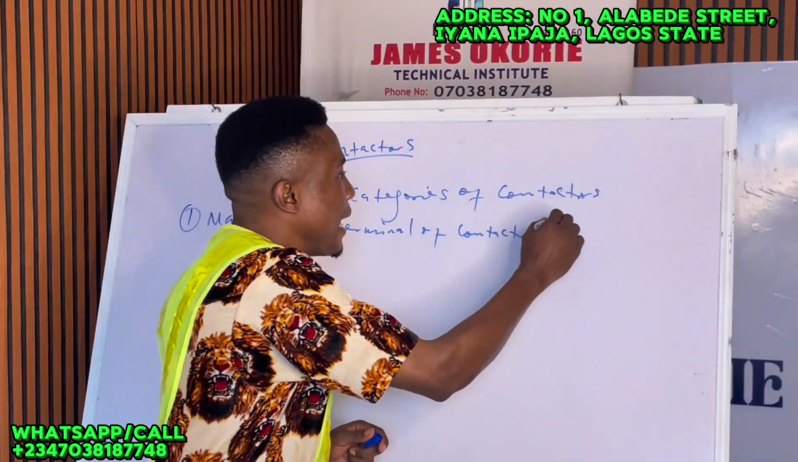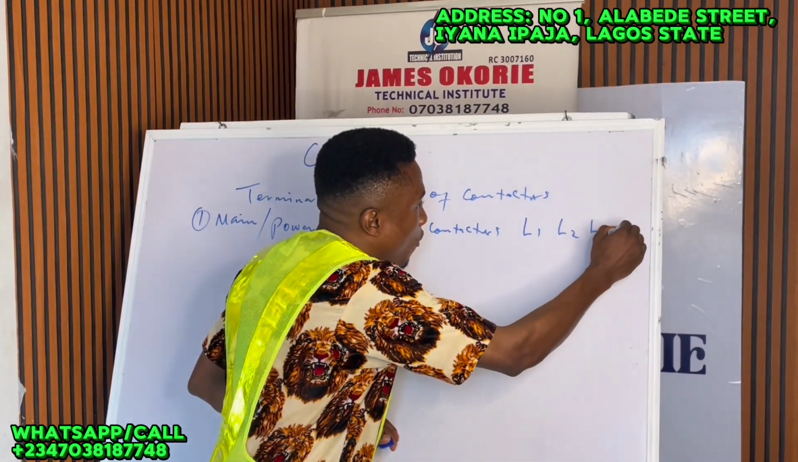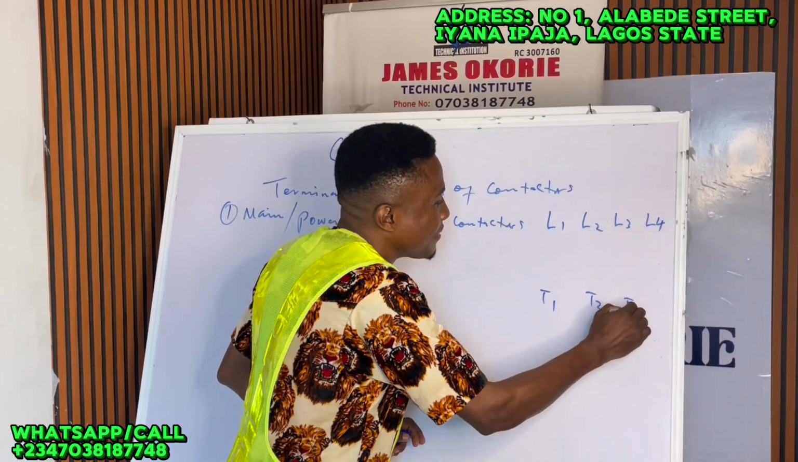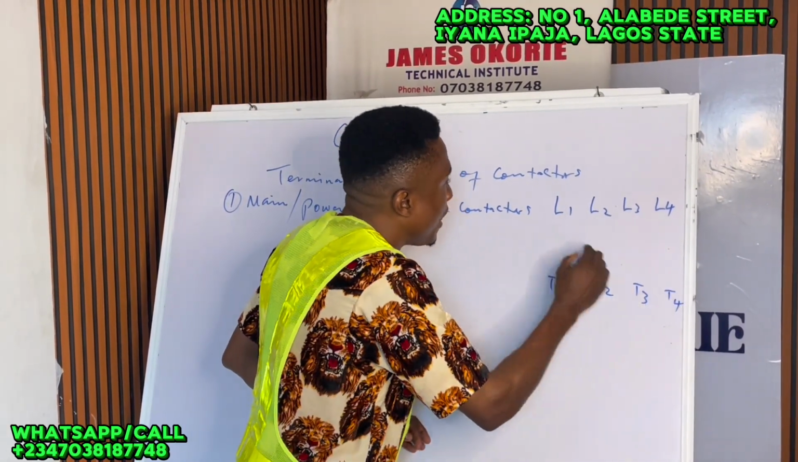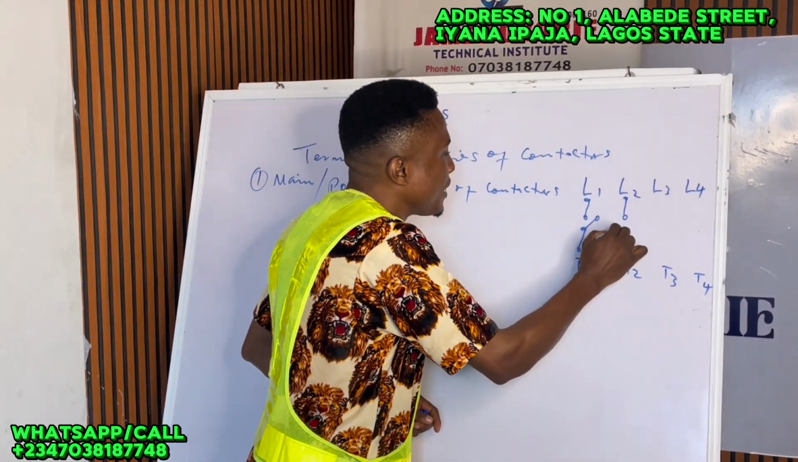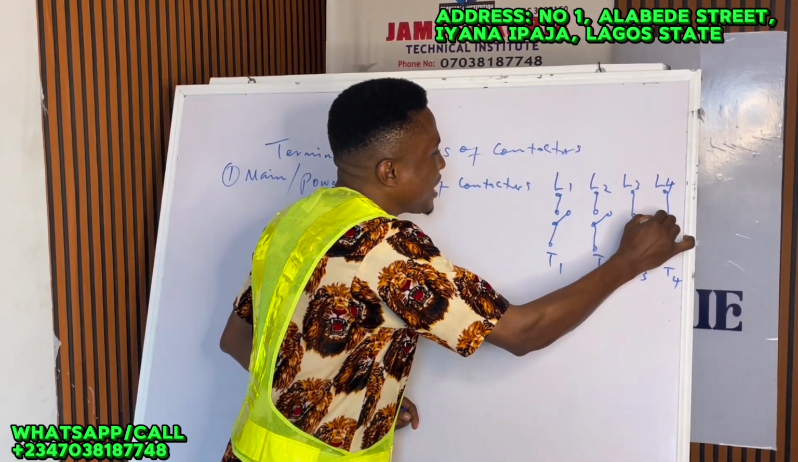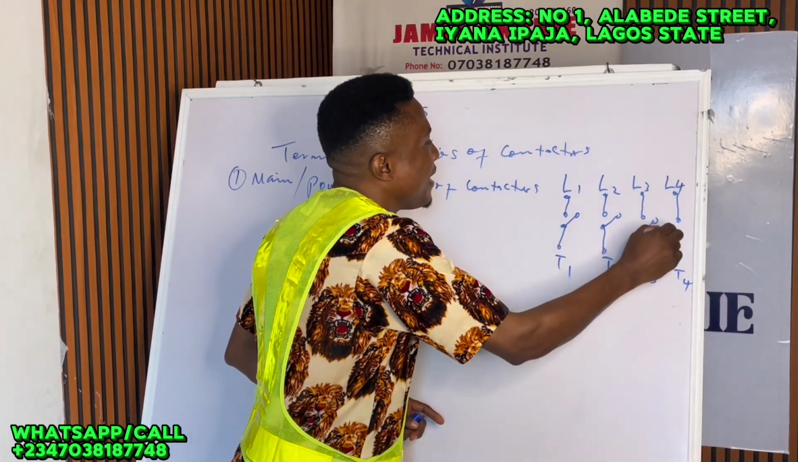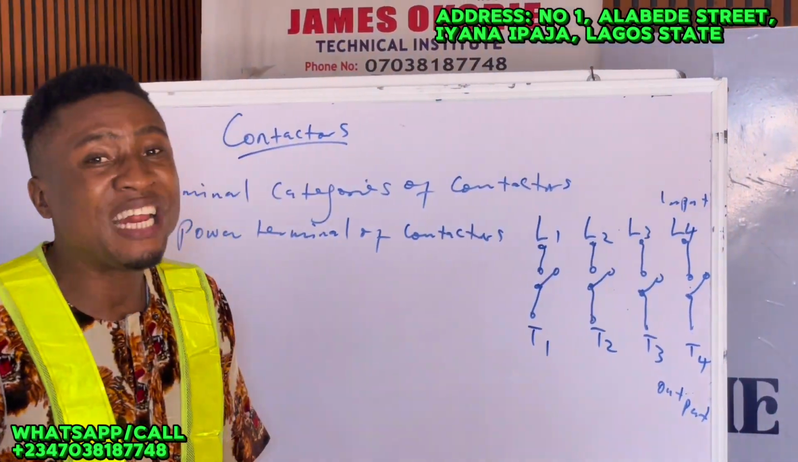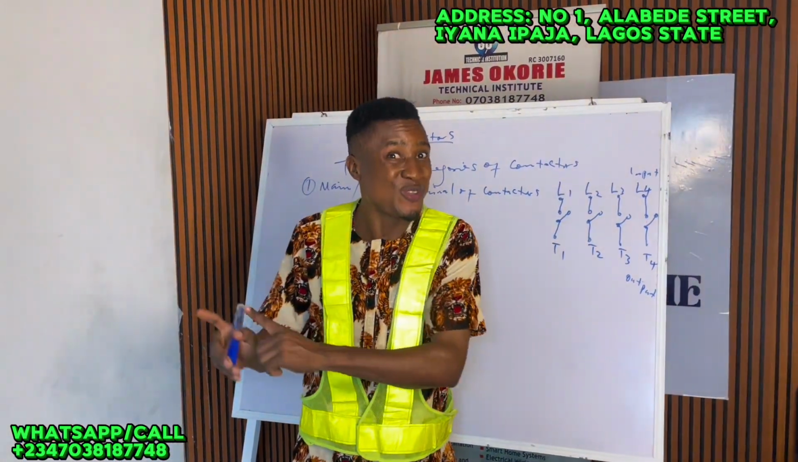They are labeled L1, L2, L3. If it's a 4-pole contactor, you will see L4. The outputs are labeled T1, T2, T3. If it's a 4-pole contactor, we see T4. L1 is input, while T1 is the output of L1. T2 is the output of L2. T3 is the output of L3. T4 is the output of L4. So this is input, while these are output. The power terminals, or main terminals, of contactors are the terminals that enable you to supply current from the source to the load.